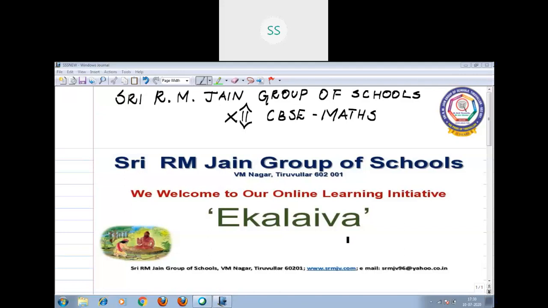Today I'm going to discuss exercise 6.3. In that we are going to find the slope of the tangent. Using differentiation, you are going to find the slope of the tangent of the given curve equation. Right? Now you see.